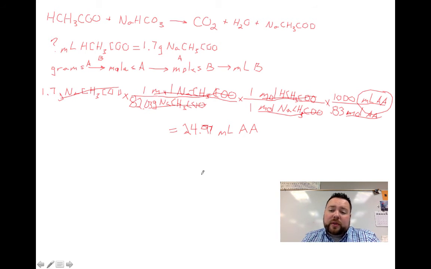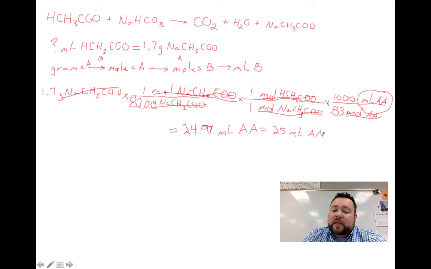Now, actually, I can only use two significant figures, so I'm going to round this. Let me back up for a second. The only reason I can use two significant figures is I have two significant figures here. I have 4 in this case, and then down here I have two significant figures. So that means I am limited to two significant figures. So I'm actually going to end up rounding this to 25 milliliters of acetic acid. But now I know how much acetic acid I am going to need.